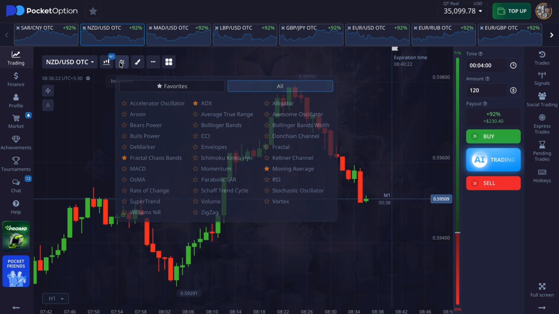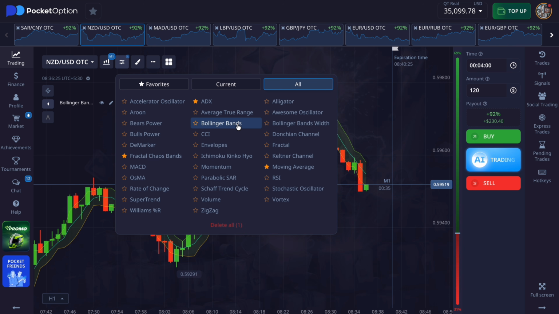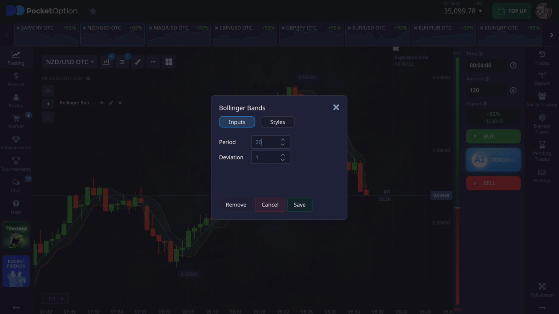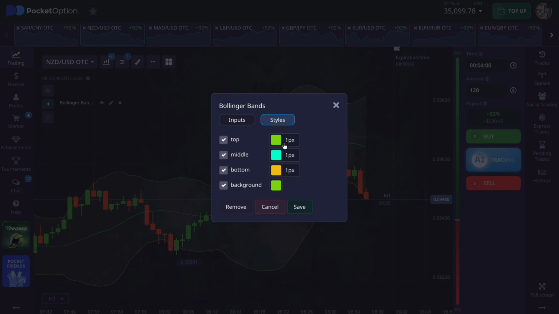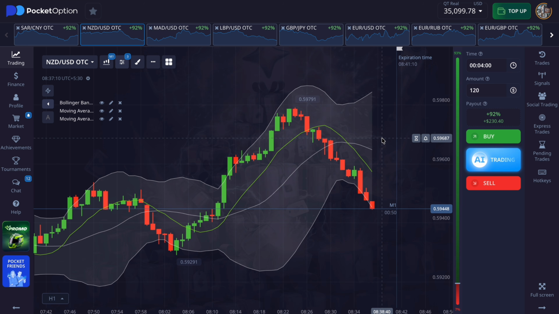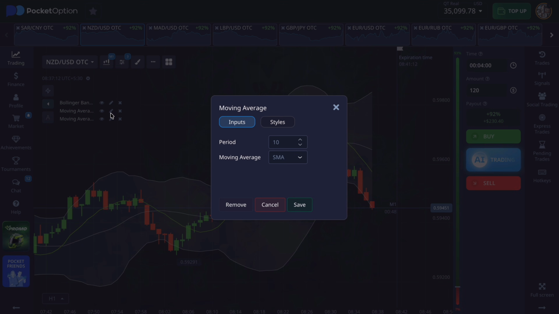First, I will add the Bollinger Bands indicator. After that, I will adjust its settings as shown on the screen. I will set the band color to white and then save the indicator. After that, I will add the moving average indicator 2 times, and I will adjust the settings for both of them. First, I will modify the settings of the first moving average line. Then, I will change the settings of the second moving average line as well.